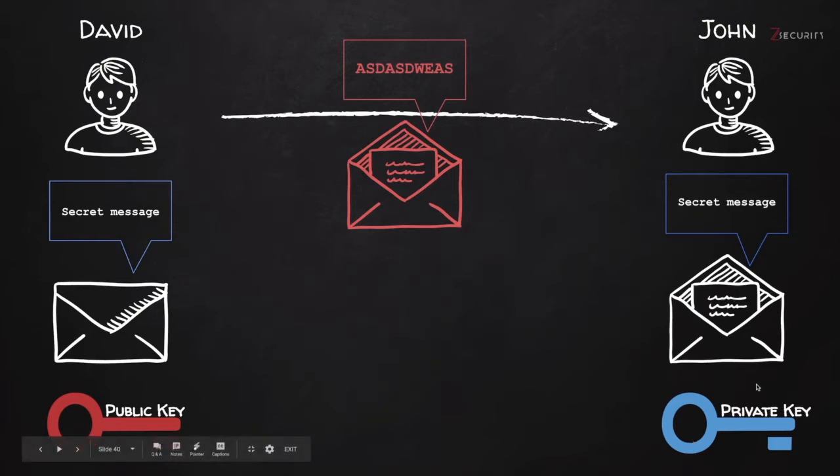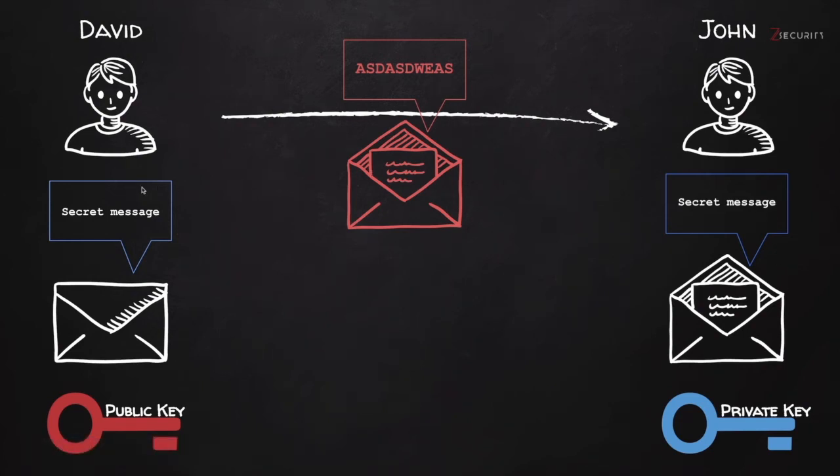And as long as John doesn't share the private key, there's no need for him to share it, then nobody will be able to read this message except for John. So that's really, really good. The only problem here is that there is no way for John to verify that the message that they received has actually been sent from David.